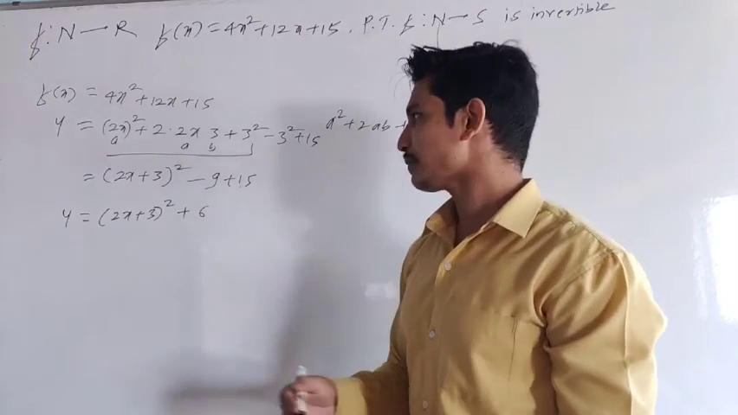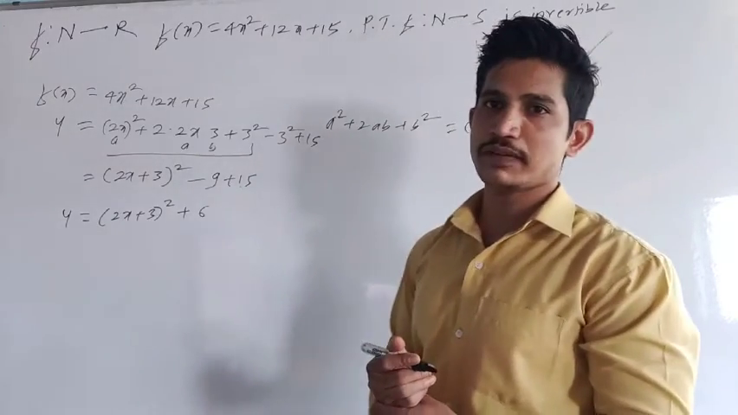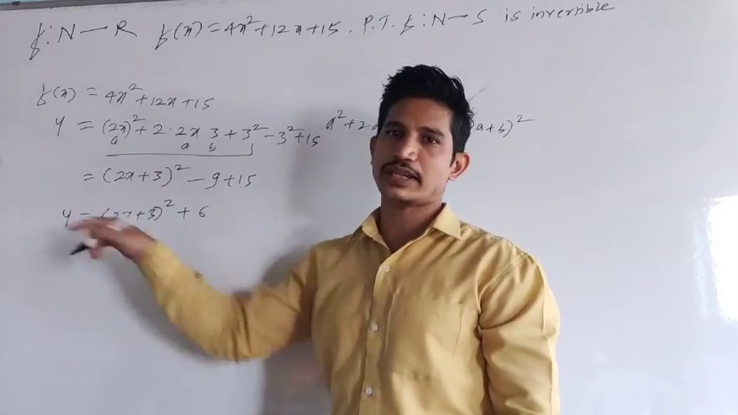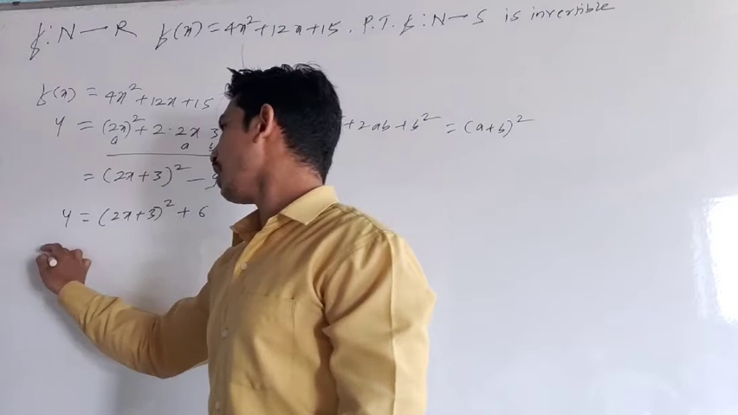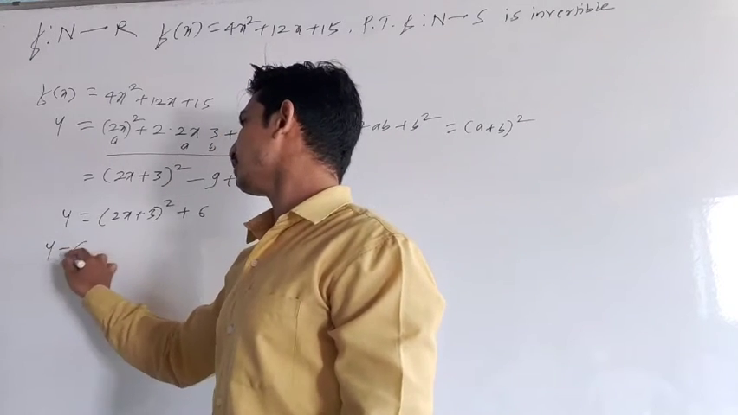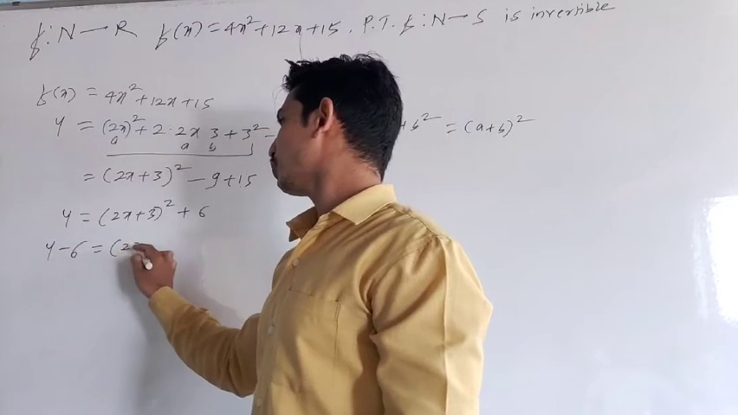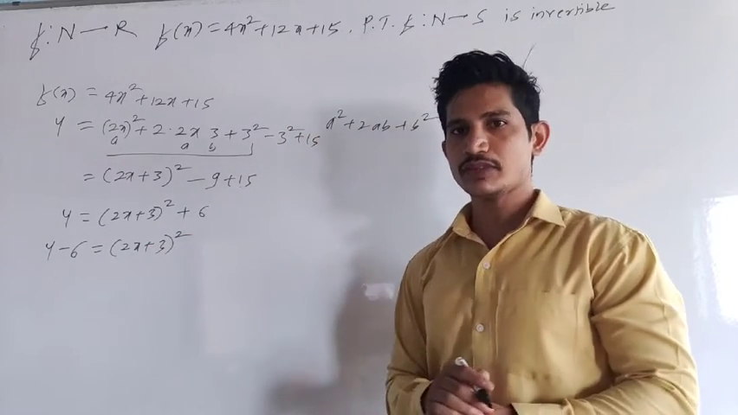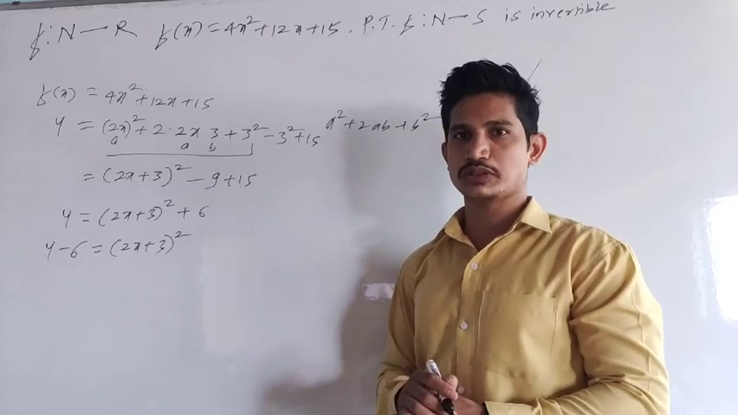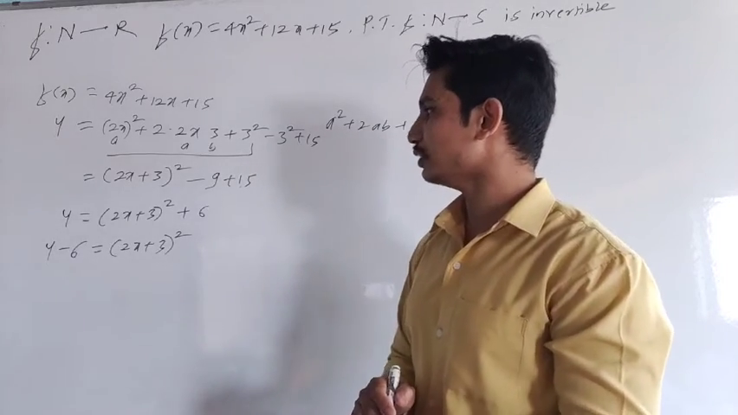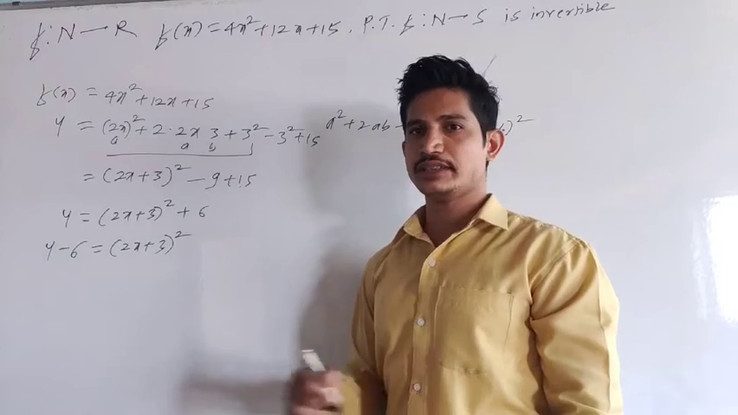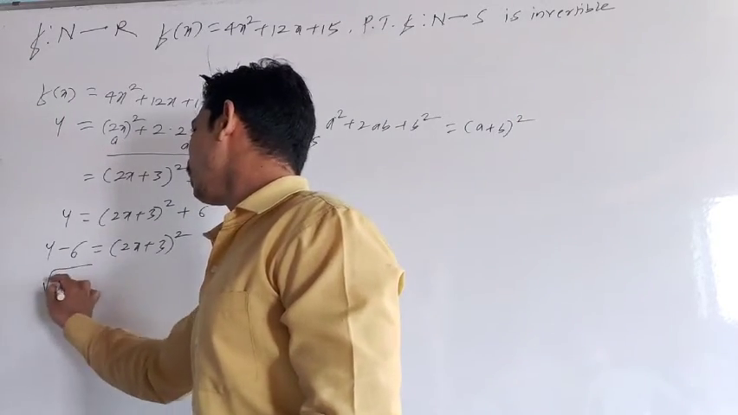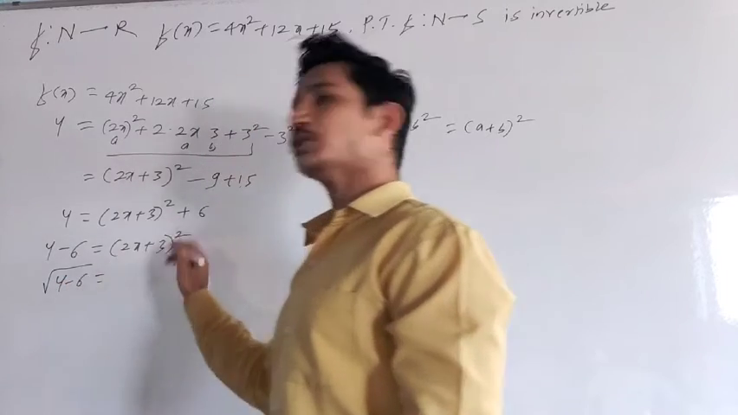Now we want to find the value of x. How to find it? This plus 6, transfer to that side. So y minus 6 is equal to 2x plus 3, the whole square. Now I want to find the value of x, so take the square root on both sides. Take the square root of y minus 6.